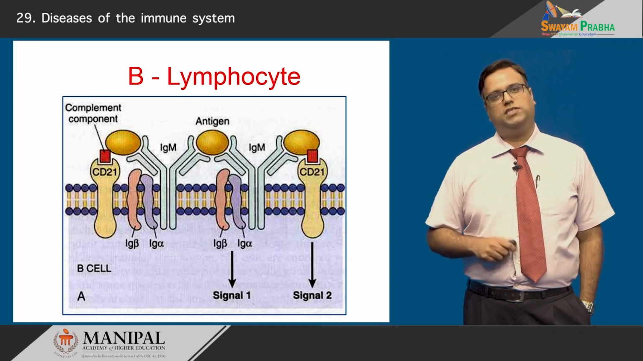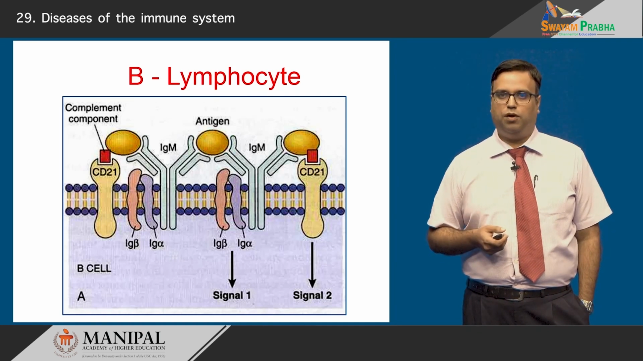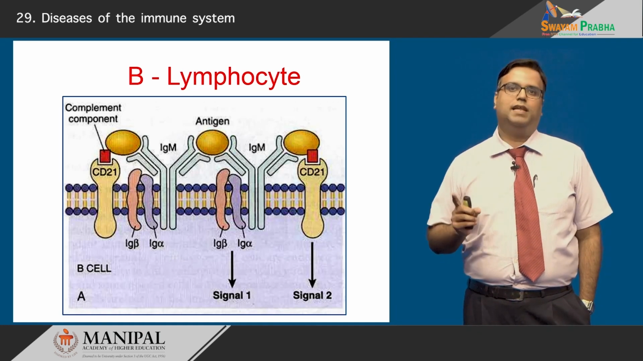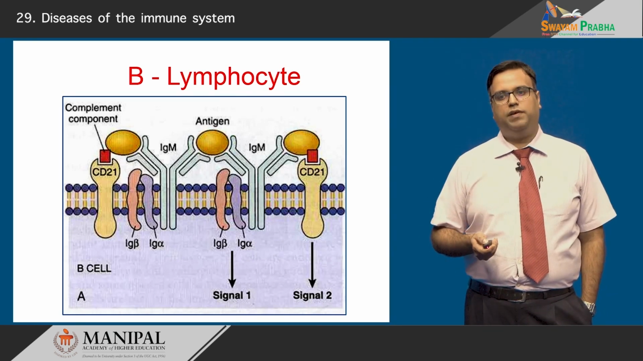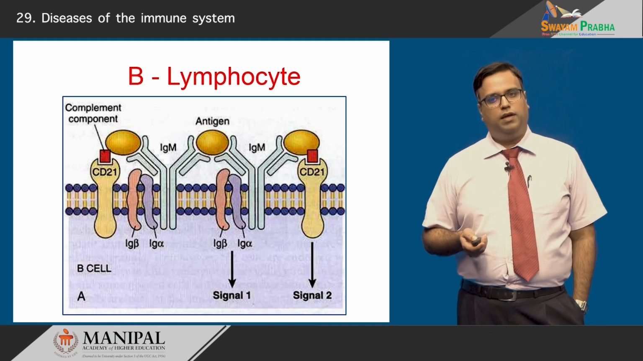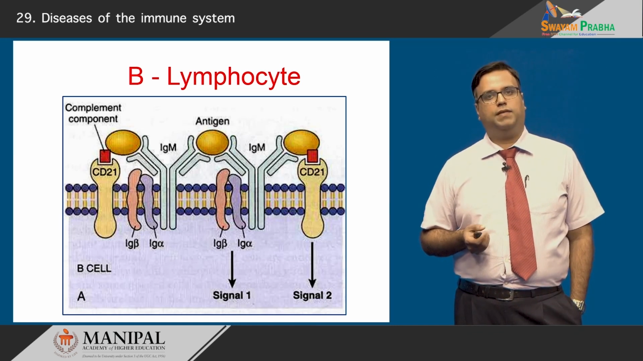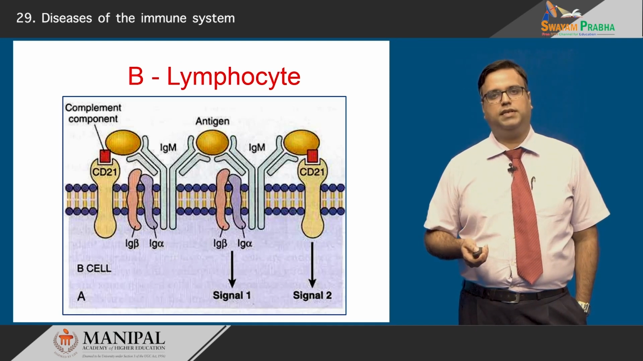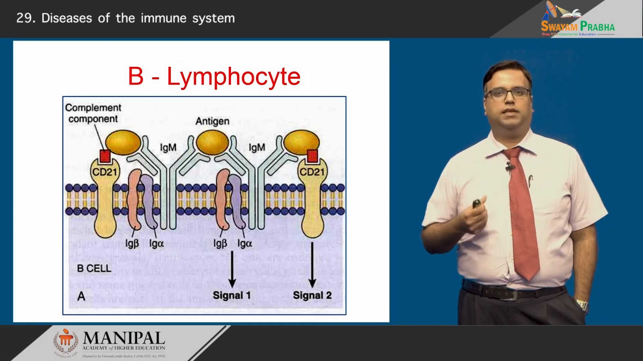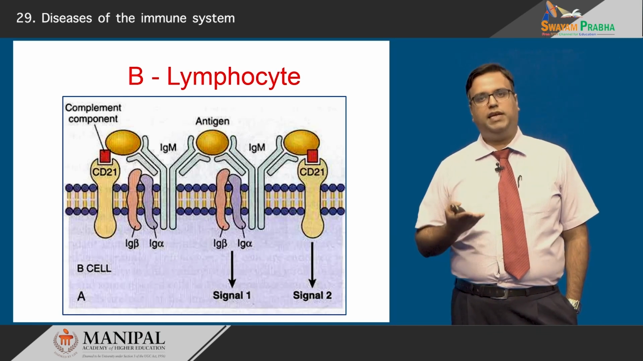Now signal 1 is generated mainly by the conformational change in the immunoglobulin molecule, but that signal itself is not enough for the cell to become activated. It requires the supporting role of a co-stimulatory molecule, in this case also a transmembrane receptor, which is CD21. Now when both of these molecules are activated by the same epitope or antigen, it results in what is called signal 2.